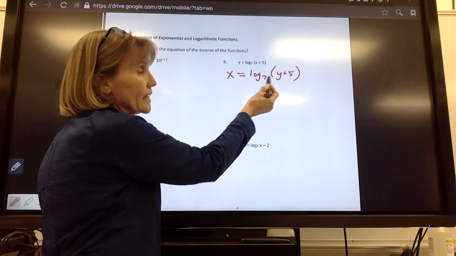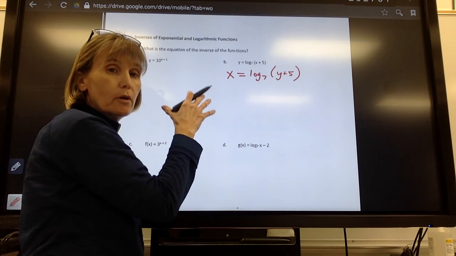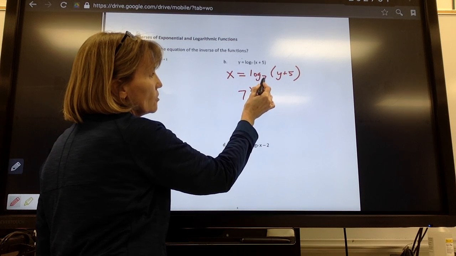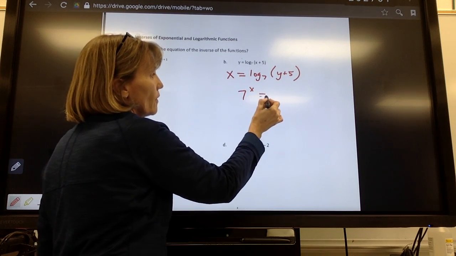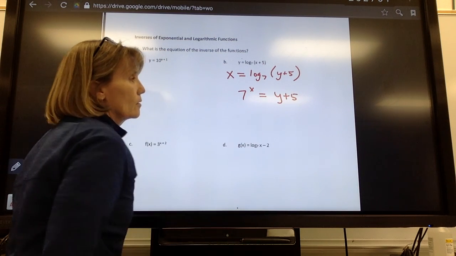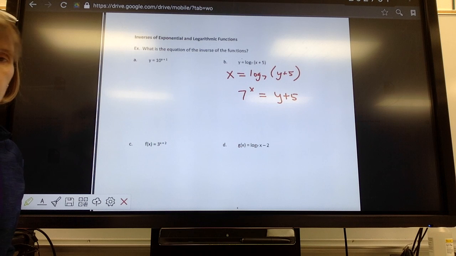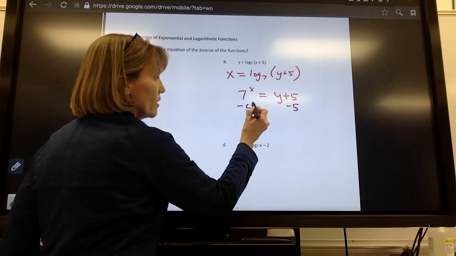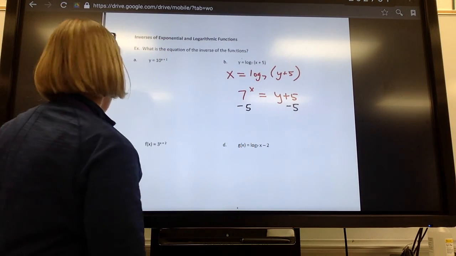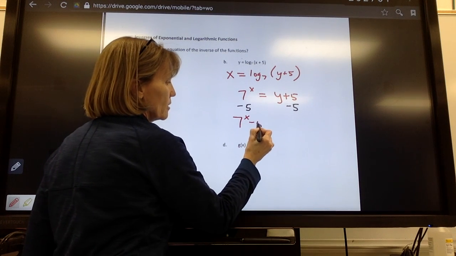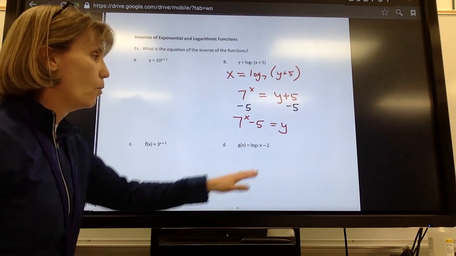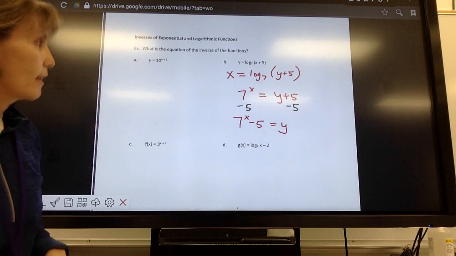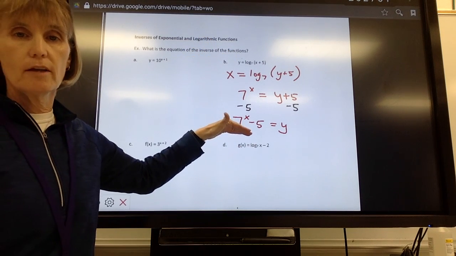Now, to solve it, it's in log form, so I'm going to put it into exponential form. Here's log base 7, so 7 is the base, here's your exponent, and that's equal to the y plus 5. The parentheses are no longer needed. I'm going to subtract 5 from both sides, trying to isolate y. So 7 raised to the x minus 5 equals y. You've got y by itself, so you're done. That's the inverse equation of the original. Notice that the original was in log form, and your answer is in exponential form.